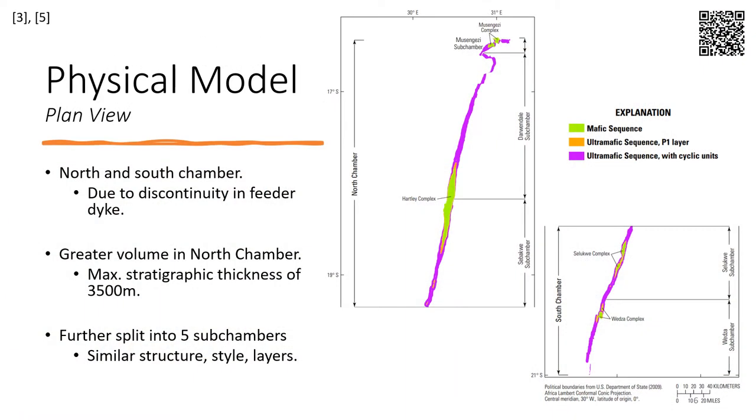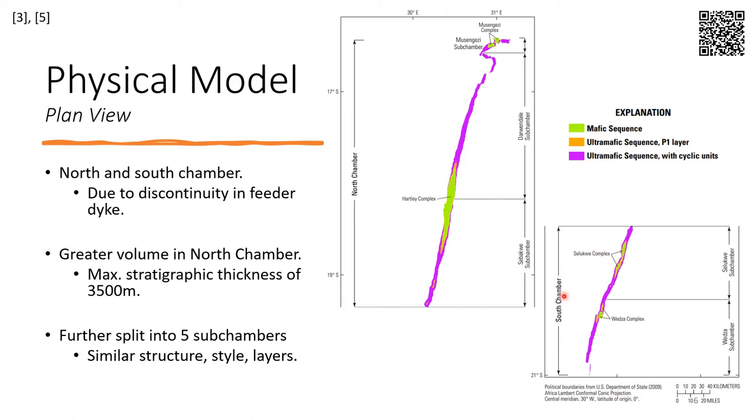So now we have a plan view map of the Great Dyke. So the first thing to notice is that there's a north chamber and a south chamber. And so the first reason for this distinction is that ground penetrating radar has revealed a deep structure underneath the intrusion, and that has been interpreted as a feeder dike, and it's continuous throughout the length of the dike, except there's a big discontinuity at the north and south chamber.